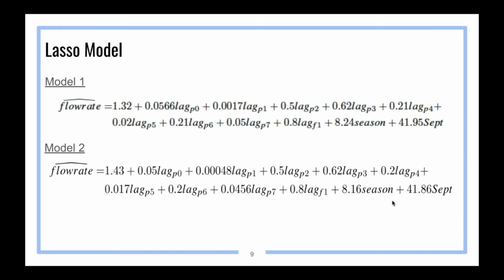Previously we had removed some of the variables with the lowest coefficients, as they contributed less to the model. We were able to chip away to a more parsimonious model and a high-performing model. For each of these models, we have the same coefficients: the initial precipitation lag all the way through 7 days out, the singular flow rate lag, the season variable, and also the indicator for if it's in September.